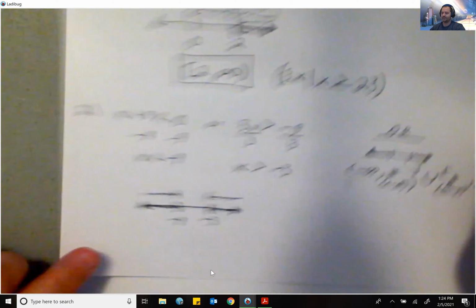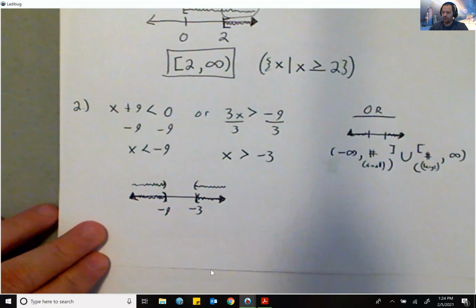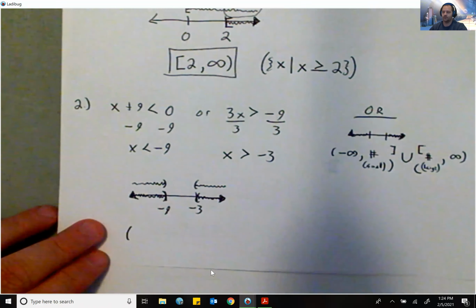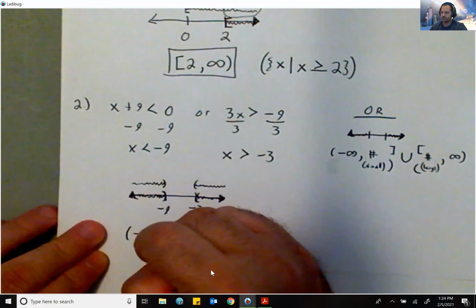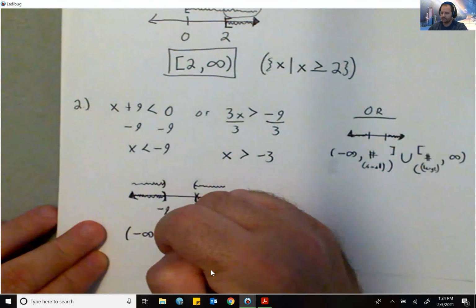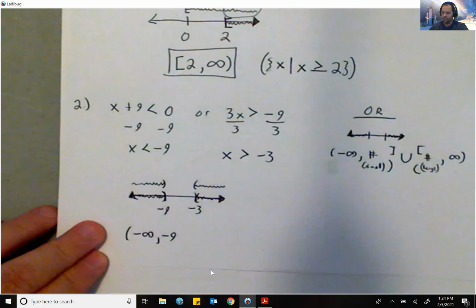So let's write this up. You know it's going to start with a parenthesis. What comes next? Negative infinity. Yay. And then it's a negative 9. Negative 9, bracket or parenthesis? Parentheses. Yes. Then what?